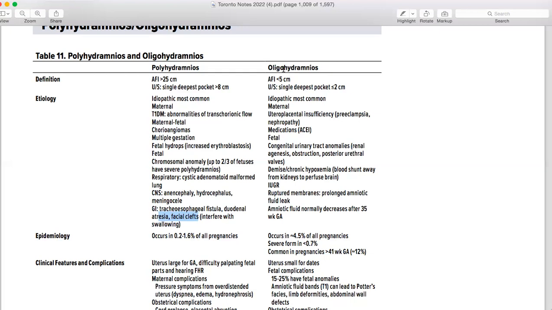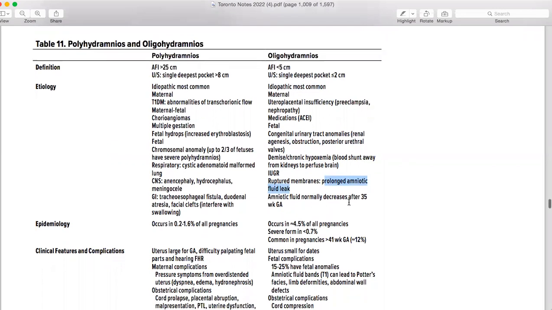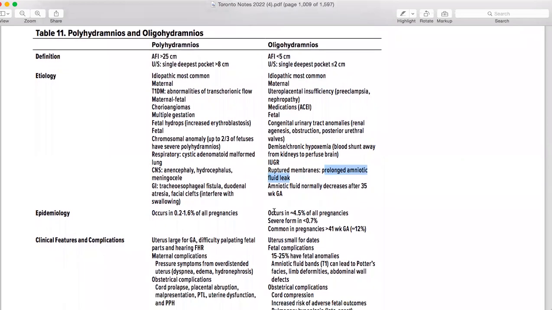In oligohydramnios, the most common cause is basically when the baby is having a problem with the kidney. So most common is this one, but the other one is basically idiopathic. Then maternal uteroplacental insufficiency, or maybe medications, congenital urinary tract obstruction, posterior urethral valves, hypoxemia, IUGR, and prolonged amniotic fluid leak. That's why the fluid is leaking for so long. Amniotic fluid normally decreases after 35 weeks. So after 35, if she is coming and the amniotic fluid is low, then it is normal.